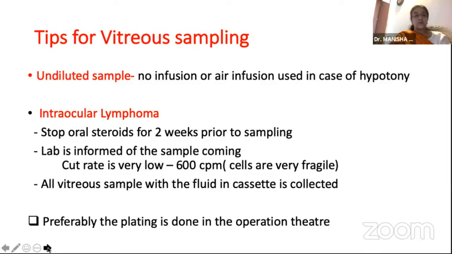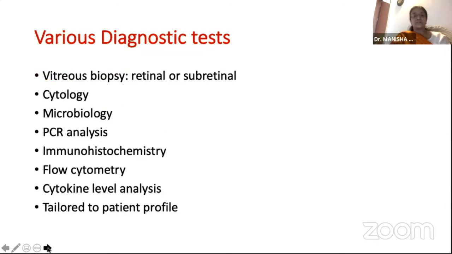The lab should be informed of the sample collection and of the sample coming to their labs, because these cells are extremely fragile, and the sample has to be sent to the lab as early as possible. A low cut rate is used, as low as 600, and all the vitreous sample, including the cassette, has to be sent to the lab. Preferably, in most situations, the plating should be done in the operation theater.